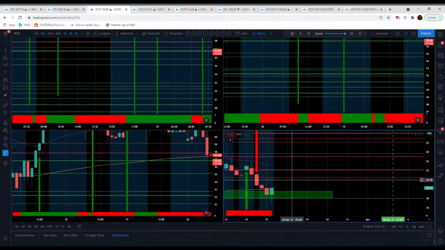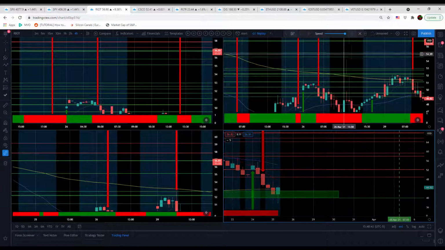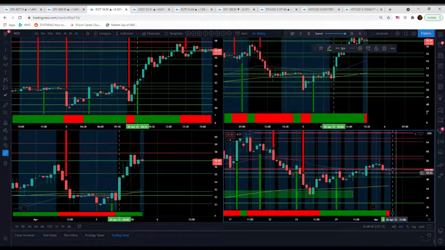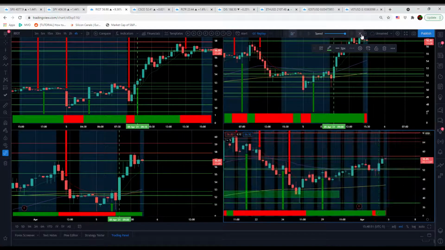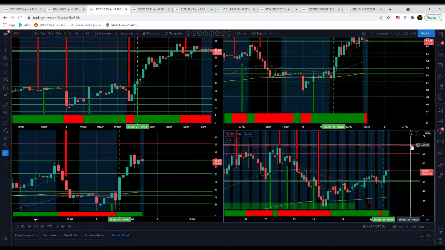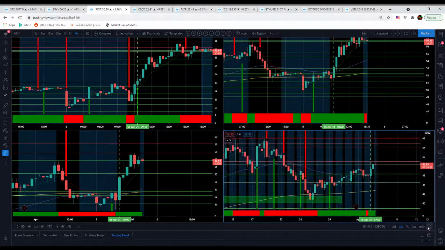Pretty much for a long swing. We just need to wait for Riot. This would be a good trade. We just need Riot to break this area, 58.02, 58.10. We should see Riot back to like 64, $68.